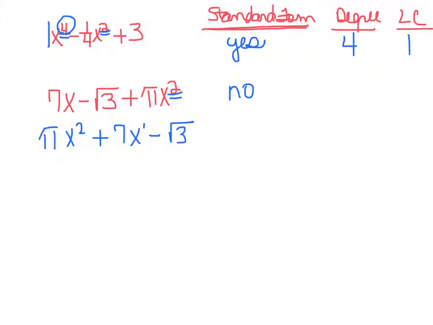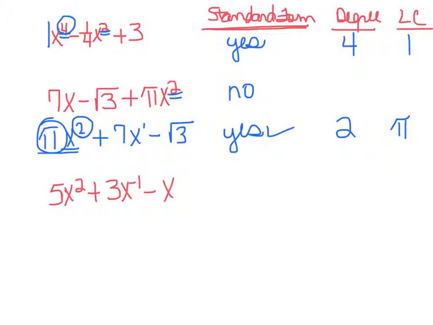What is the degree? The degree is the highest exponent, and that is 2, so we just turned this into standard form, so we're good there. The degree is 2 because that's the highest exponent, and the coefficient of the term that has the highest exponent is pi, so our leading coefficient is pi.